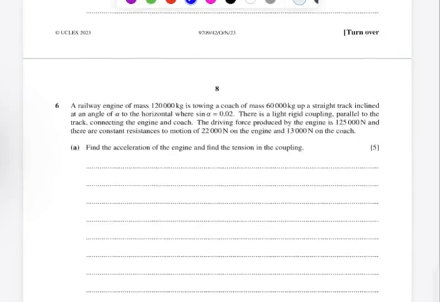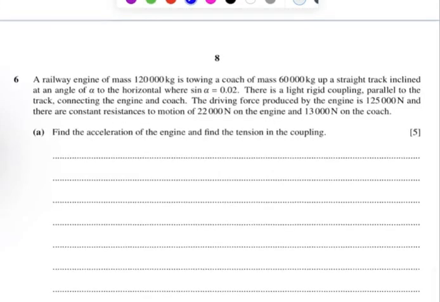Two questions left. A railway engine has a mass of that, and it's towing a coach. So we've got the engine and the coach up a track, inclined. Before I draw anything, I just wanted to know whether we're going up or not.